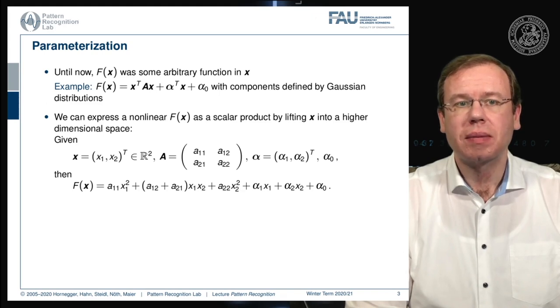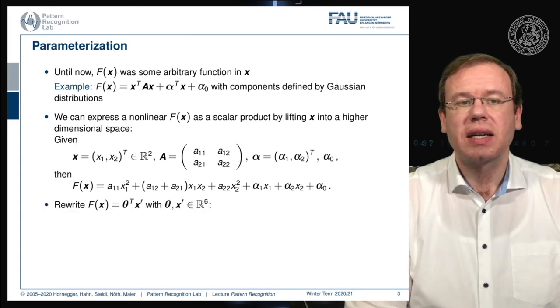higher dimensional space. So if you consider, for example, the quadratic function, then we can express it component-wise in the following way. So we know x is a vector consisting of x1 and x2. A can be written down in terms of the individual components, and the same is also true for alpha. And if you look at the component-wise notation, you see that f of x can be written out in components, and we observe that the components that we have in there are linear. So all the components of A and alpha are linear in this equation, and the x's appear in quadratic and linear terms.